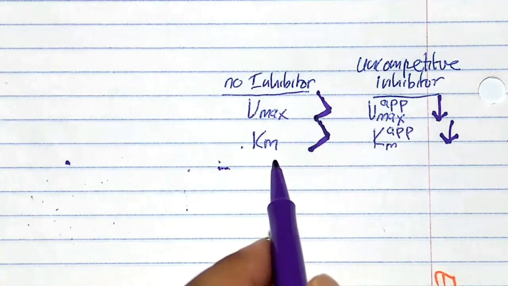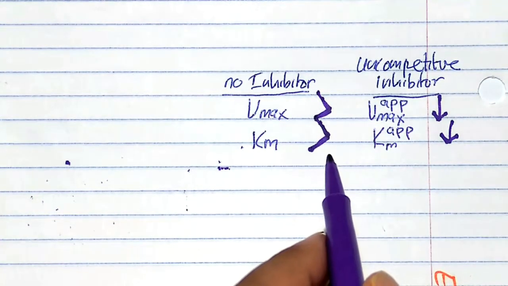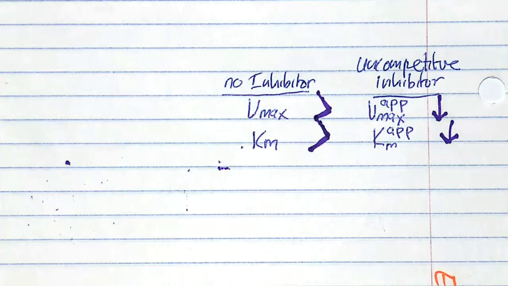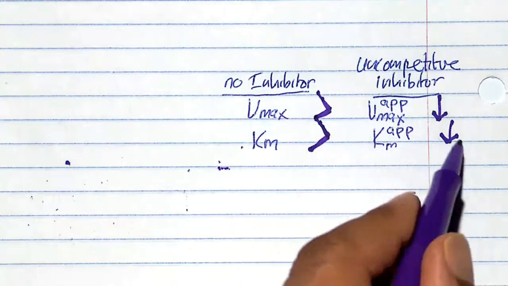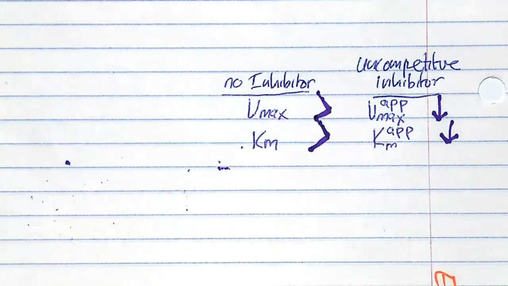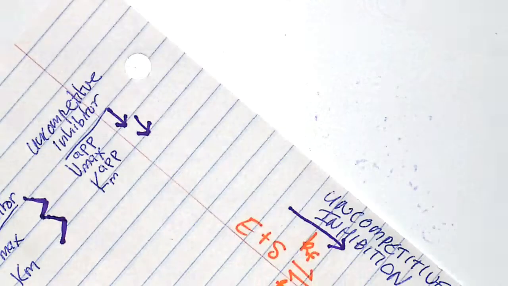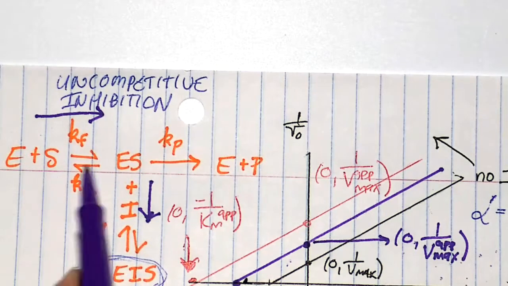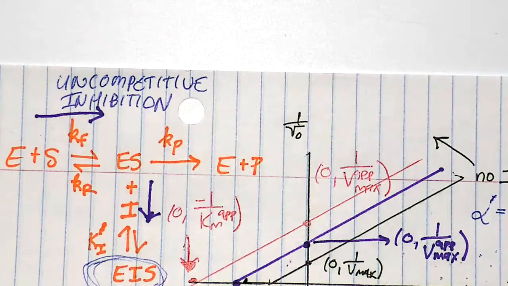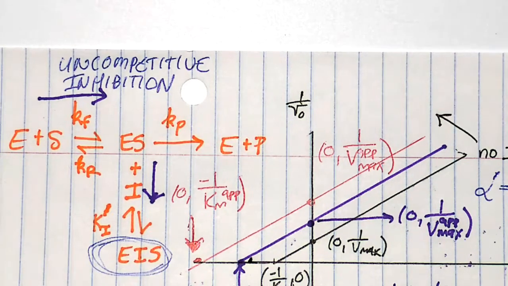But how does the Km be greater? How does your Km increase in the presence of an uncompetitive inhibitor? Well, it's because your apparent, the keyword being apparent, Km goes down. All right, your apparent Km goes down because you're forcing the equilibrium more towards the enzyme substrate complex.